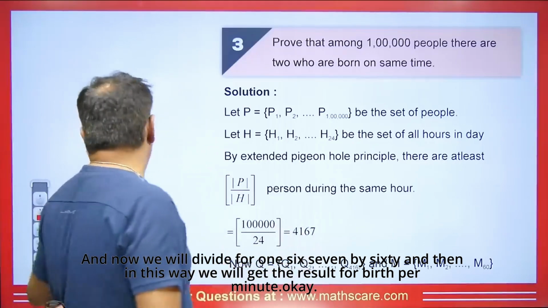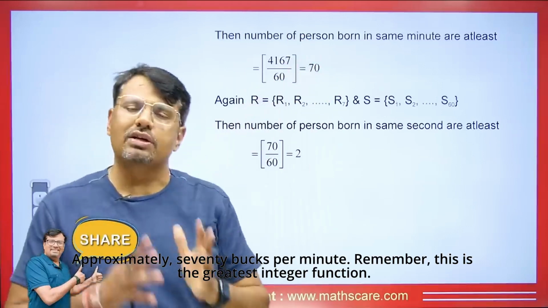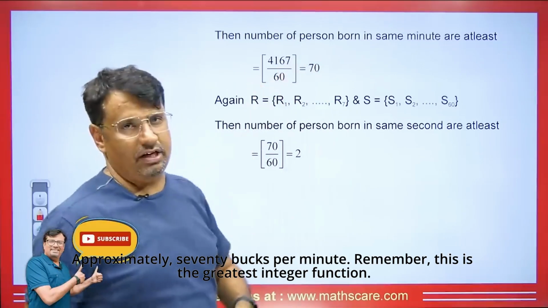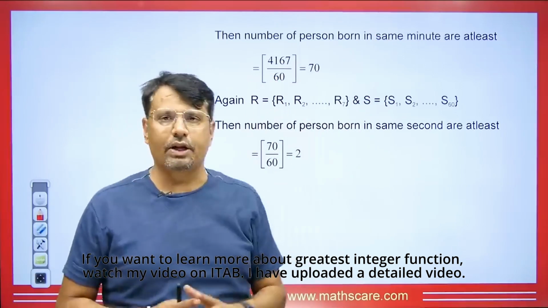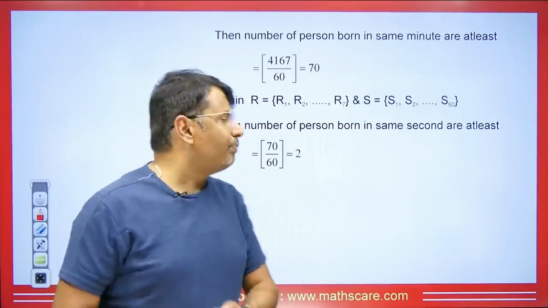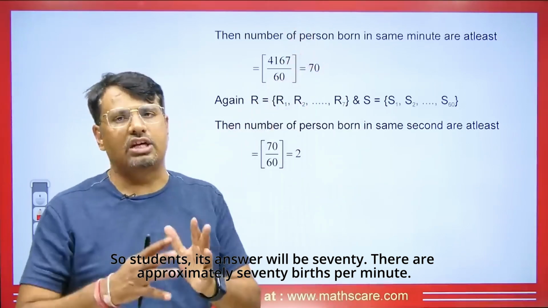And then in this way, we will get the result for births per minute. Okay. Approximately 70 births per minute. Remember, this is the greatest integer function. If you want to learn more about the greatest integer function, watch my video on it. I have uploaded a detailed video. So students, its answer will be 70. There are approximately 70 births per minute.